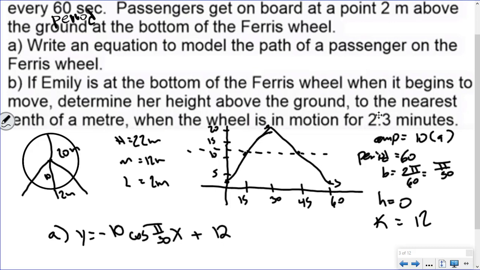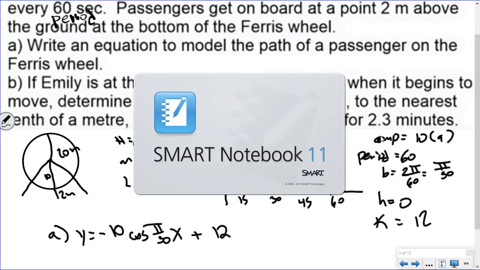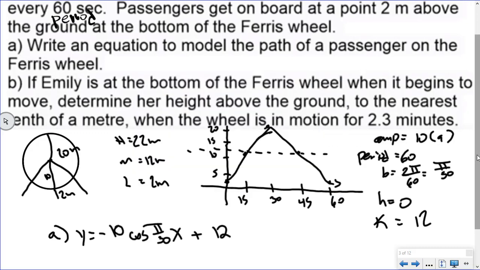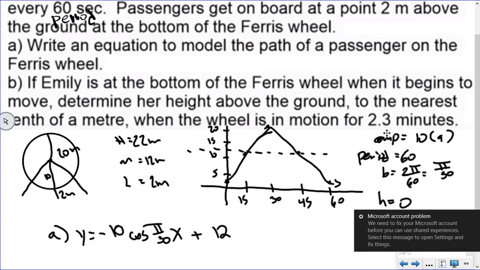So again, this is one of those questions where it's 2.3 minutes. We know that the period takes 1 minute. So 2.3 minutes later, the same thing's going to happen as at 0 minutes, at 1 minute, at 2 minutes. So 2.3 minutes is going to act like 0.3 minutes, because every on the minute we're going to be back down at our low point at 2.